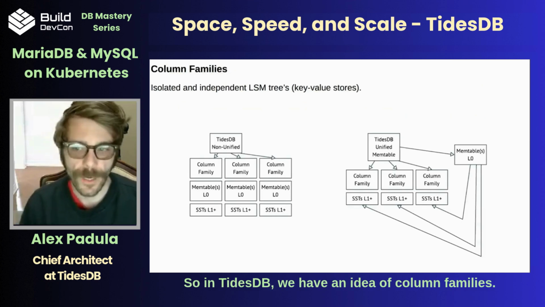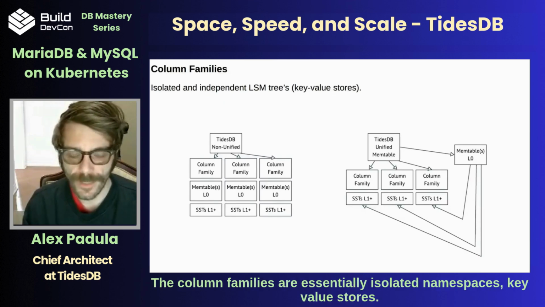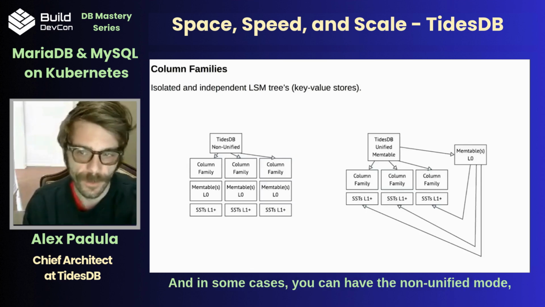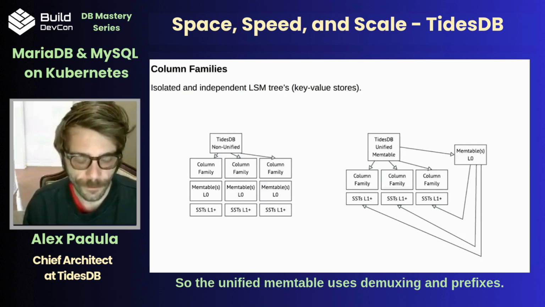So in TidesDB, we have an idea of column families. The column families are essentially isolated namespaces, key value stores. Each column family has its own LSM tree. And in some cases, you can have the non-unified mode, which is the default, and then you can have the unified memtable. So unified memtable uses demuxing and prefixes.